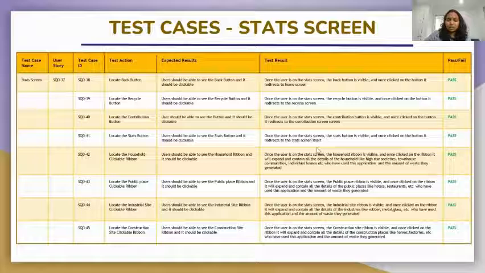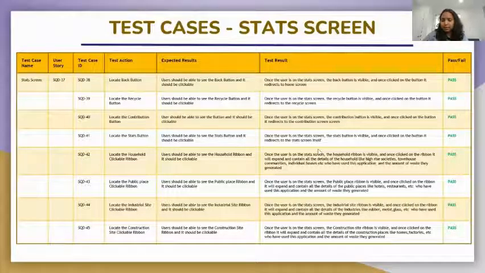Then locate the construction site clickable ribbon. The user should be able to see the construction site ribbon and it should be clickable. The actual result is the users are able to see the construction site ribbon and they are able to click it. Once they click it, the ribbon gets expanded and it contains all the details of the construction places like homes, factories, etc., who have used our application and the amount of waste they have generated. And this is a pass again.